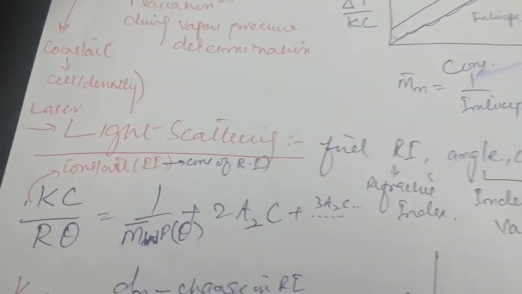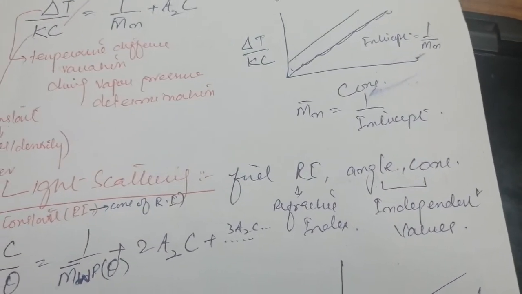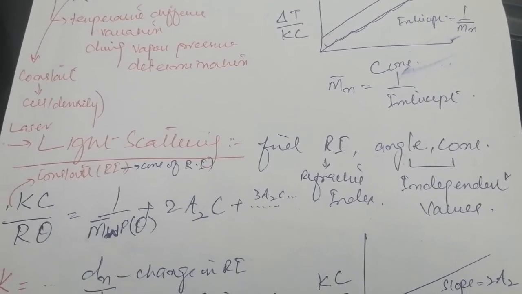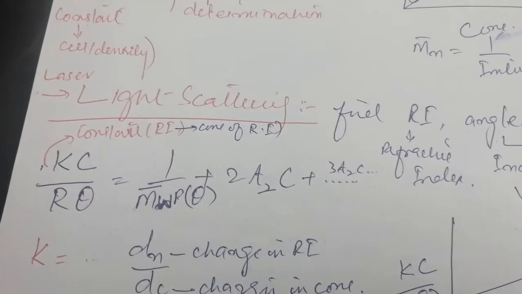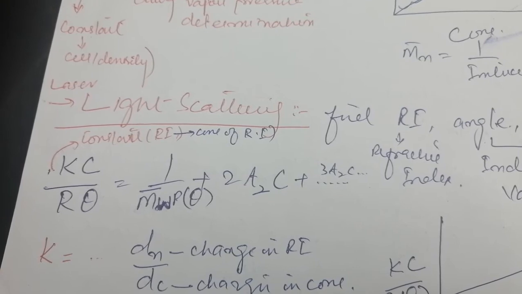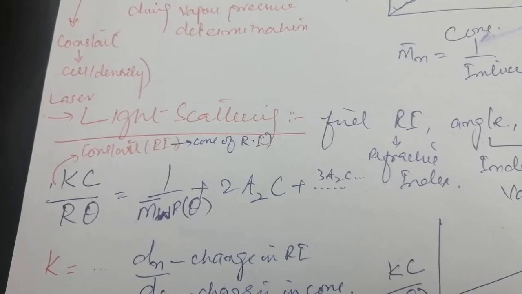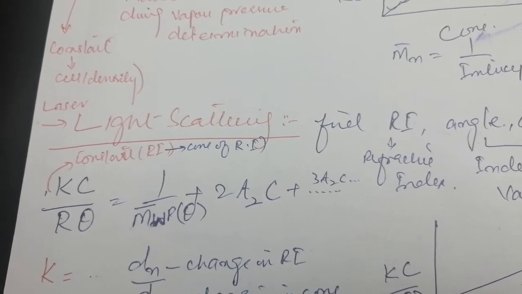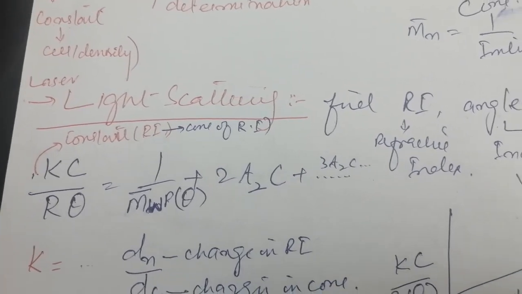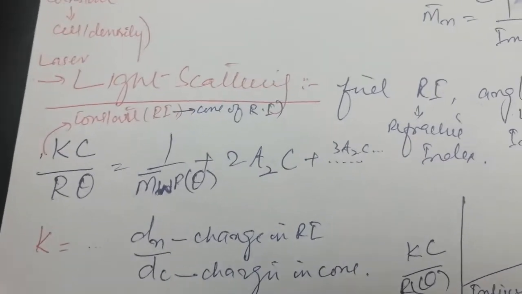Then the next method is the light scattering method. We are finding multiple parameters in it. We need to find the refractive index, the angle and the concentration, right? The angle and the concentration are independent variables. Here we are again using a relationship, Kc over R theta, where theta is a specific angle that we need to consider. It depends on the refractive index and the concentration of the solution, right? According to this relationship, we are using 2A2C plus 3A2C, and then this equation goes on actually.